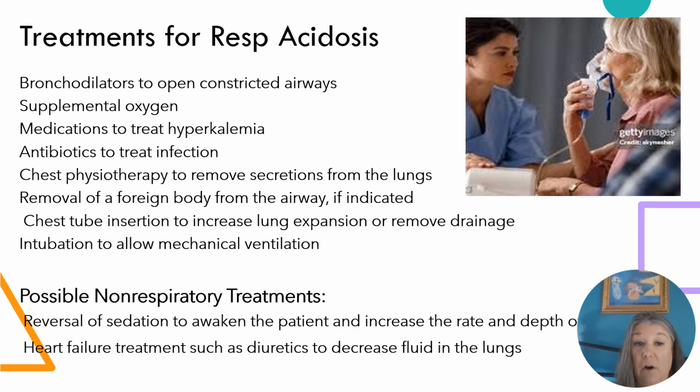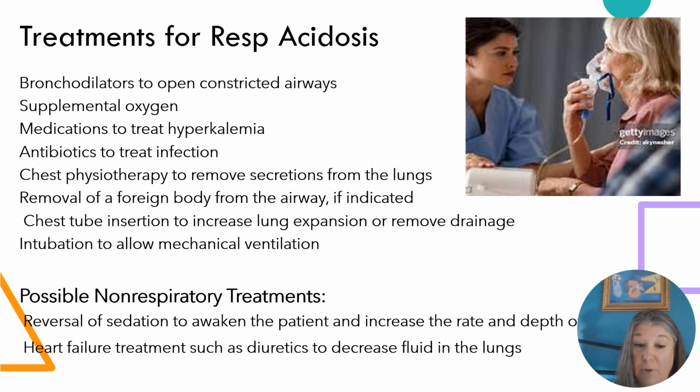So our treatment for respiratory acidosis: bronchodilators to open constricted airways. We're going to want to try to give oxygen, medications to treat hyperkalemia because they can likely be in a hyperkalemic state. If there's an infection, antibiotics, chest physiotherapy, to help move those secretions so my person can breathe better and therefore exchange that CO2 more effectively.